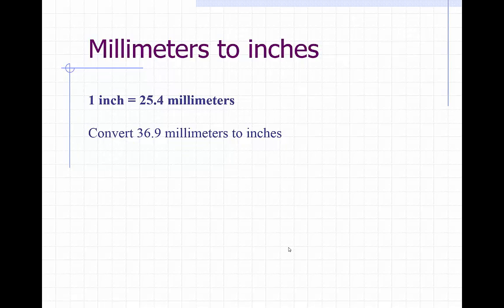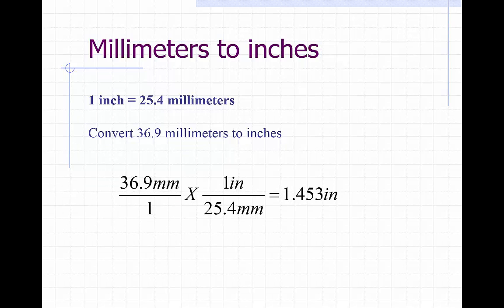Let's do 36.9. 36.9 millimeters over 1 times the conversion factor, 1 inch over 25.4. The millimeters cancel each other off, and we're left with 36.9 divided by 25.4, which is 1.453 inches.